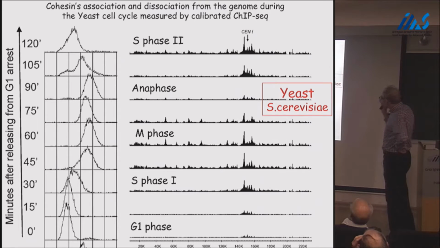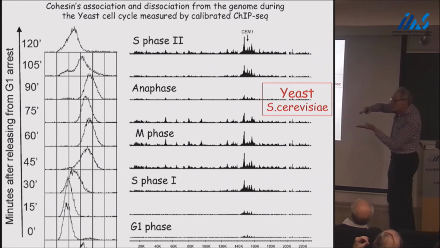So we call it calibrated ChIP-seq, and we basically mix different yeasts together. But basically we can take these ChIP-seq distributions and calibrate them so that we can actually measure the level of cohesin genome-wide in different samples. And here's an example of the distribution of cohesin along an entire chromosome as cells go through the cell cycle. They start off in G1, they replicate, they undergo anaphase, separase cleaves it off the chromosomes, they re-replicate, cohesin goes back on. So not much cohesin in G1, it goes on just before S phase, stays on until anaphase, separase cleaves it off, you remake it, and it goes back on again.